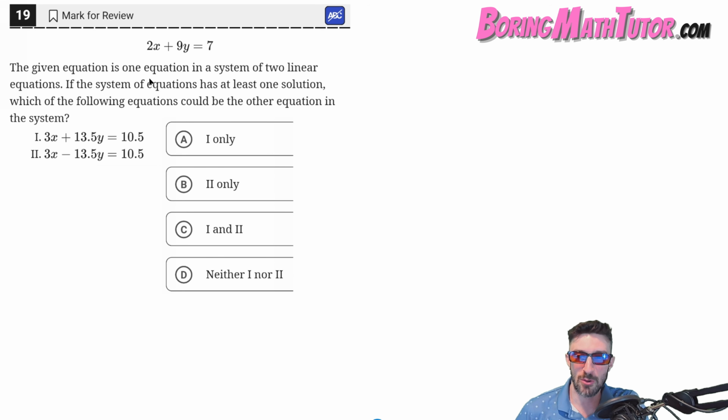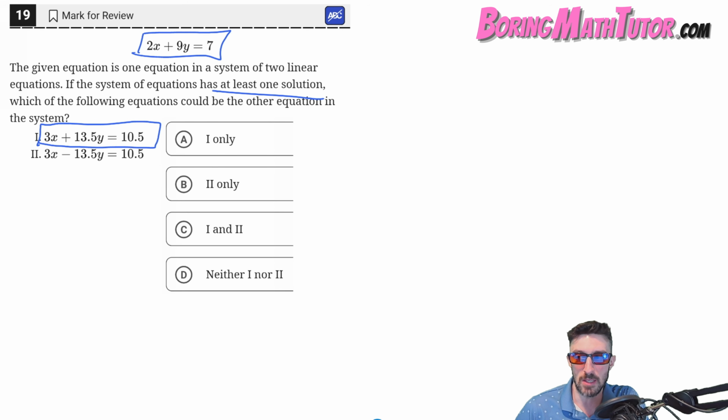All right, the given equation is one equation in a system of two linear equations. If the system of equations has at least one solution, which of the following equations could be the other equation in the system? So if we're going to let this one be our first equation and then this is the other equation in the system, would that have at least one solution?